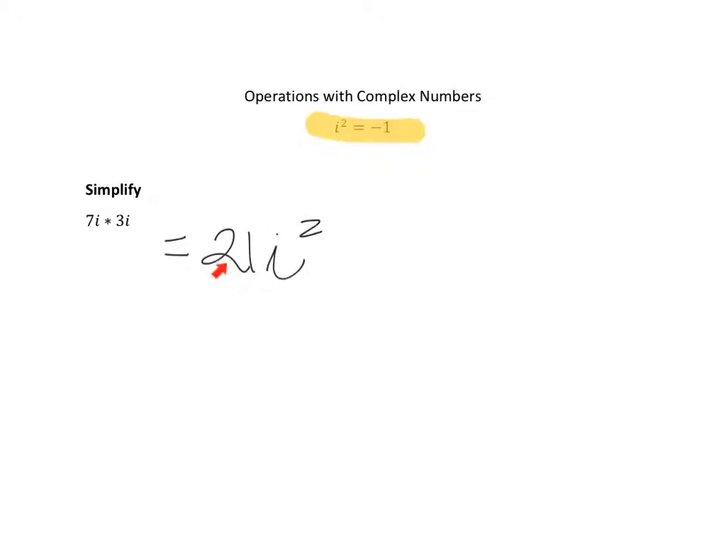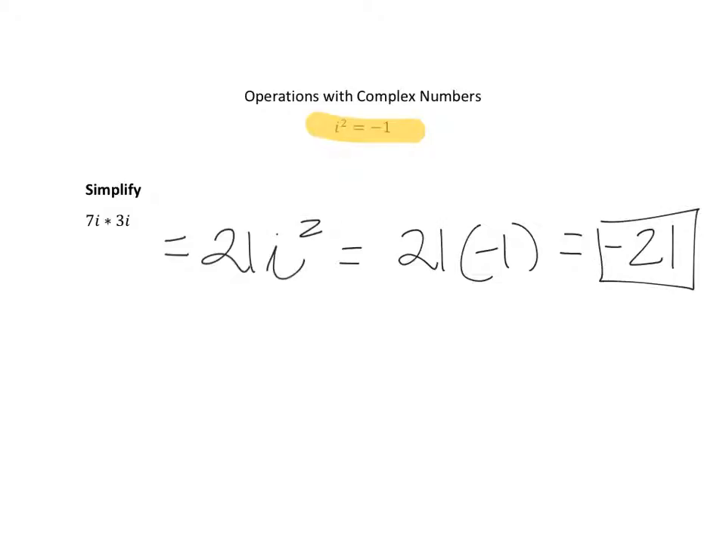Now we just say 21i squared. What is actually happening is that's 21 times i squared. So what we have to do is say, well, that's 21 times the negative 1, and 21 times the negative 1 is equal to a negative 21. That's the only thing that's left, so we are finished.